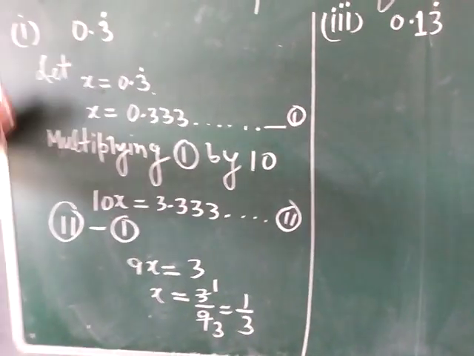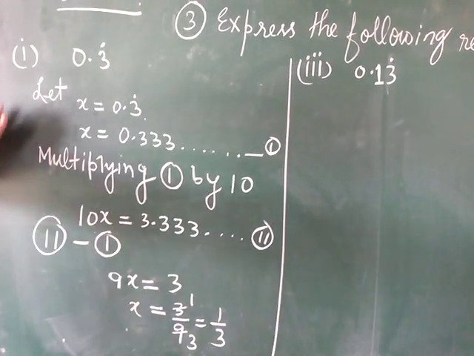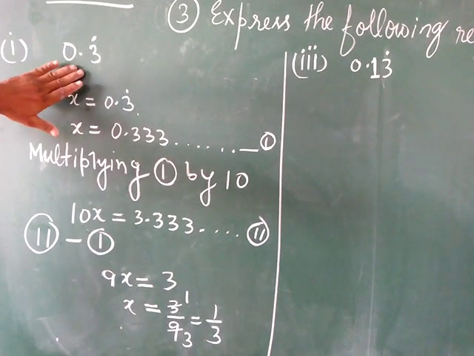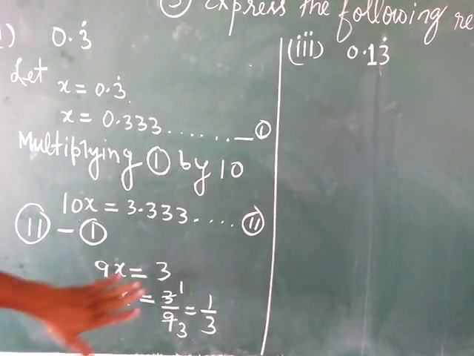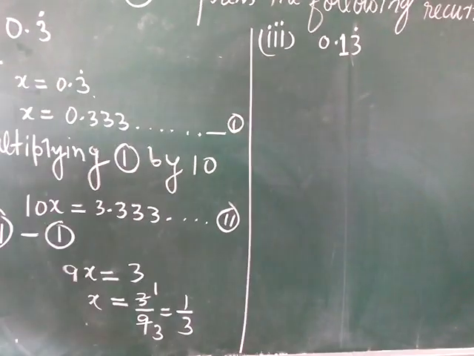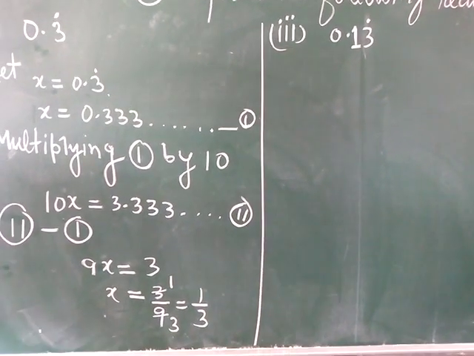So this is the way you can convert this recurring decimal into a fraction. Now let us take one more example.